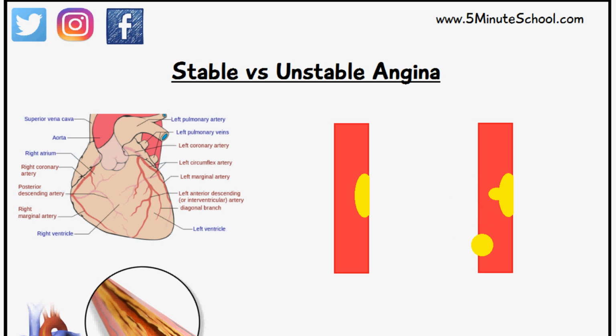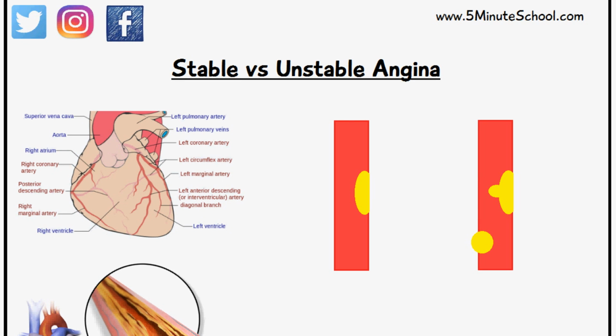So those are the main differences between stable and unstable angina. Obviously there are some treatments for both of them. There are pharmaceutical medications that you can be taking. I've mentioned nitroglycerol, which is a spray which the patient sprays under the tongue when they feel the symptoms. They can also be taking calcium channel blockers and beta blockers.